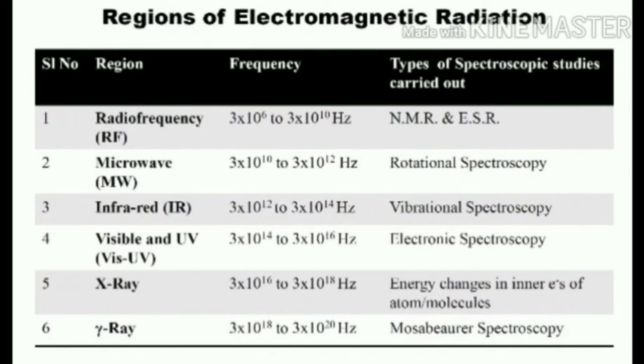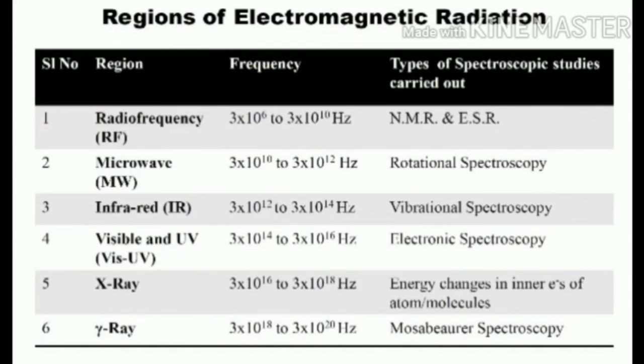So from this table it is visible that gamma ray has the highest frequency while radio frequency has the lowest frequency, or the other way around, gamma ray has the lowest wavelength and radio frequency has the highest wavelength, because we know that frequency and wavelength are inversely related to one another. So in the right hand side column, you can see that there are some specific types of spectroscopic studies carried out in these particular regions of the electromagnetic radiation.